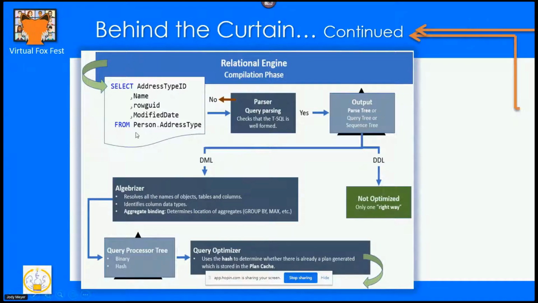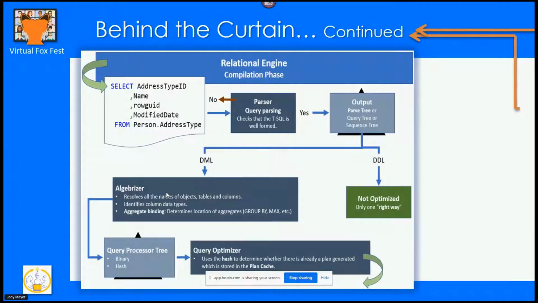From there, depending, as with our example, if it's a DML, a data manipulation language, it will then go to the Algebrizer. However, if it's a DDL, like creating a table or an index, there's technically just one right way to do things. We're going down the path of the DML, where there's the Algebrizer. The Algebrizer tries to figure out the names of the objects, the tables, and the columns. It will also identify data types.